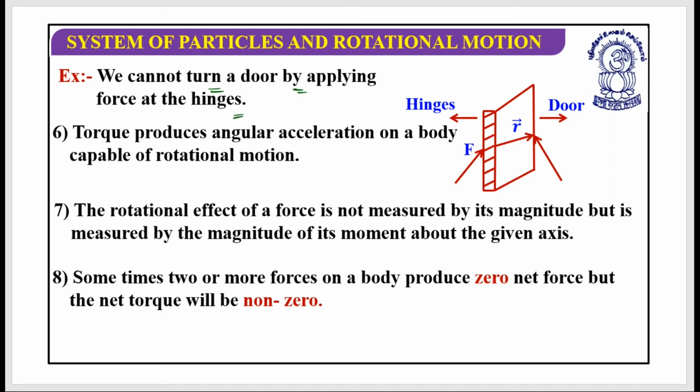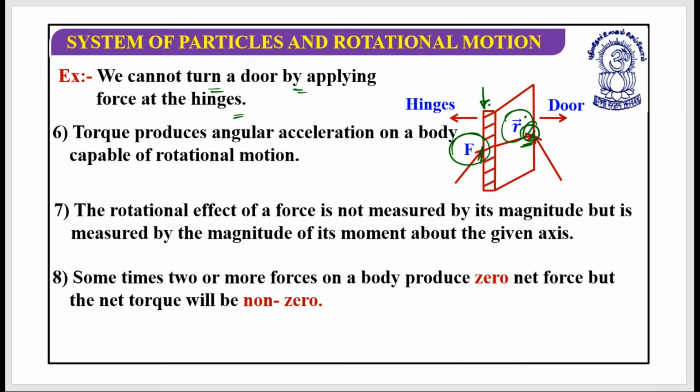So this is the situation. This is the hinge, and this is the door. Now if you are applying a force directly on the hinges, you are not going to open that door. This is not possible. But generally a handle has been kept over there to open or close the door. Why has it been kept over there? Only because at the maximum perpendicular distance, the minimum amount of force is needed to open or close the door.